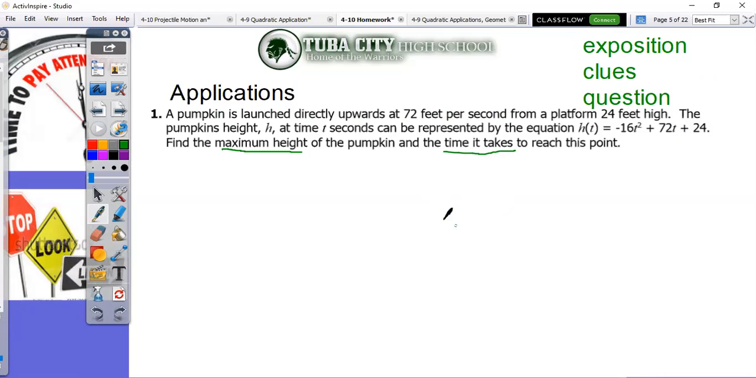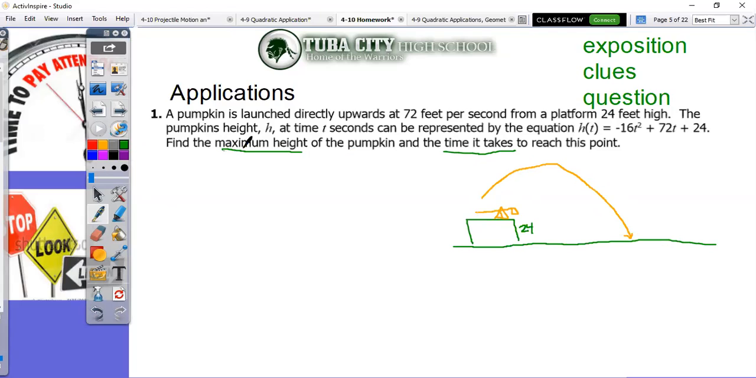And just to help you understand, I'm going to go ahead and draw a picture. So it says here a platform 24 feet high. So I'm going to just draw a little platform, and I'm going to put a little 24 number right here. And it's launched upwards, so maybe I'll draw some kind of device to launch the pumpkin. There you go. So that would go something like this. That would be the path that it would take, well, if it was also launched a little bit sideways.